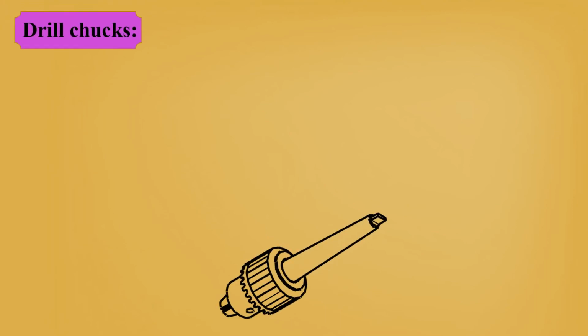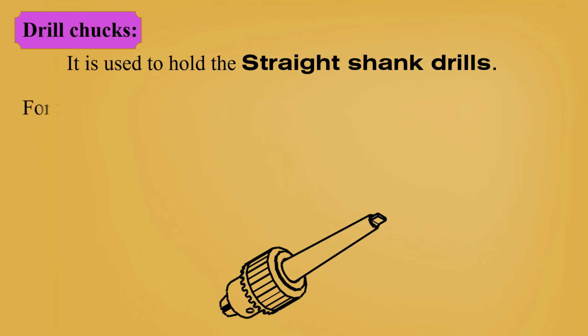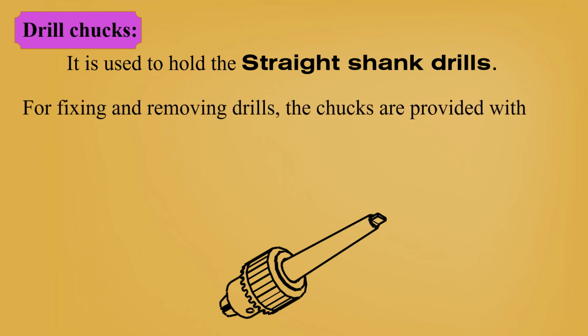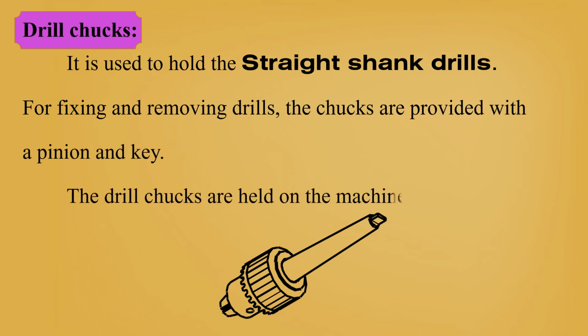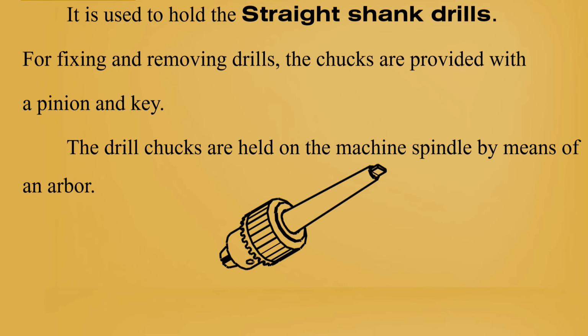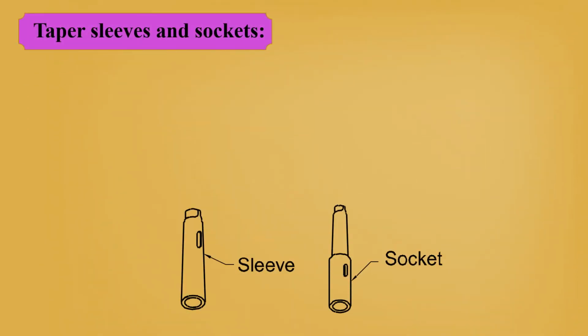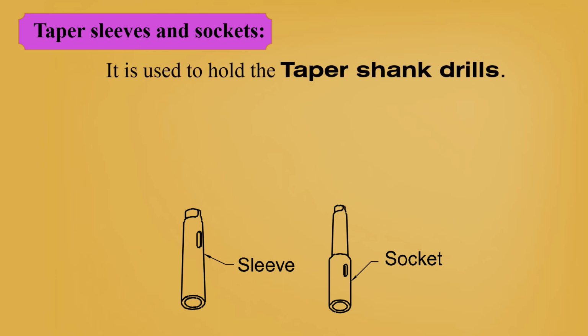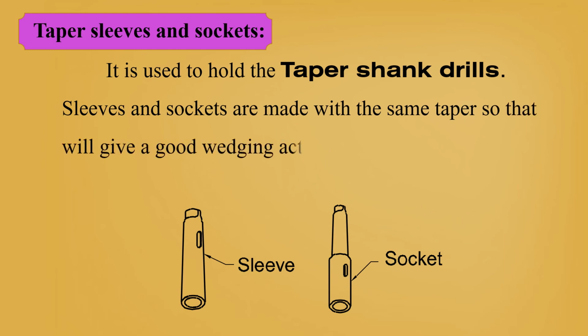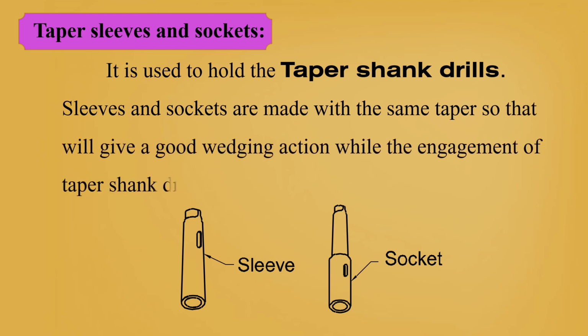Drill chucks. It is used to hold the straight shank drills. For fixing and removing drills, the chucks are provided with a pinion and key. The drill chucks are held on the machine spindle by means of an arbor. Taper sleeves and sockets. It is used to hold the taper shank drills. Sleeves and sockets are made with the same taper so that will give a good wedging action while the engagement of taper shank drill.